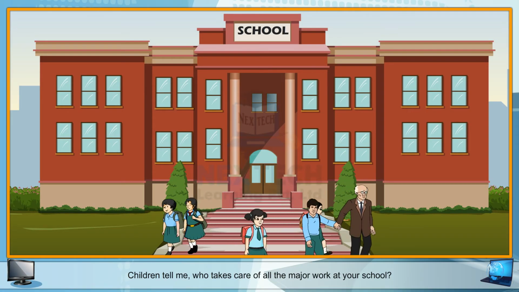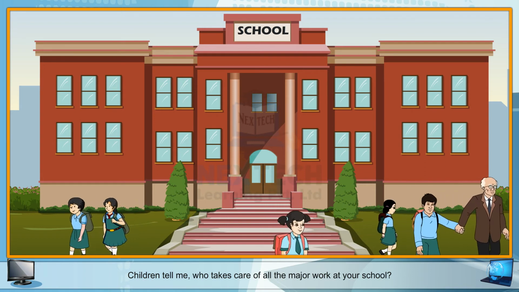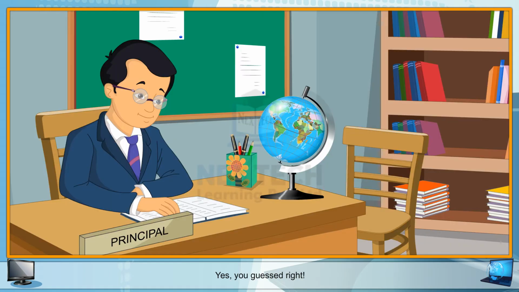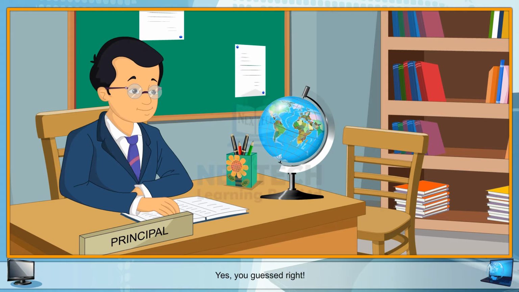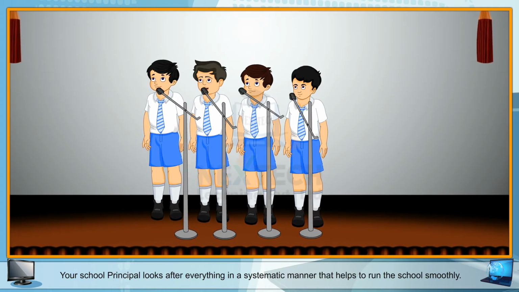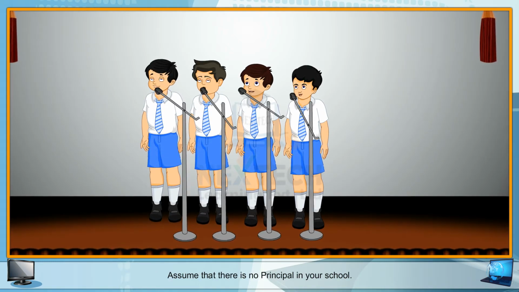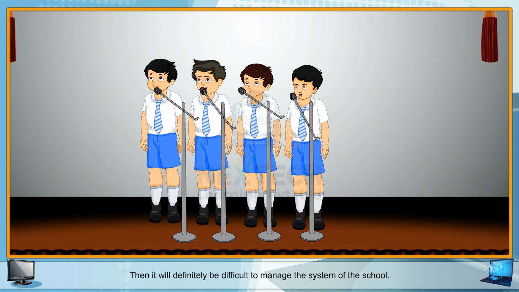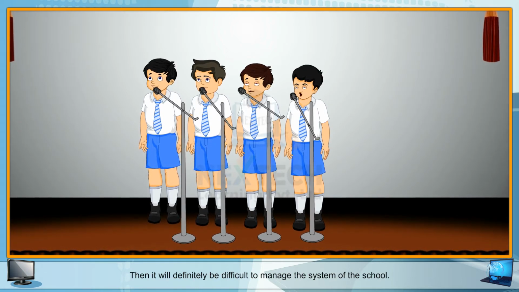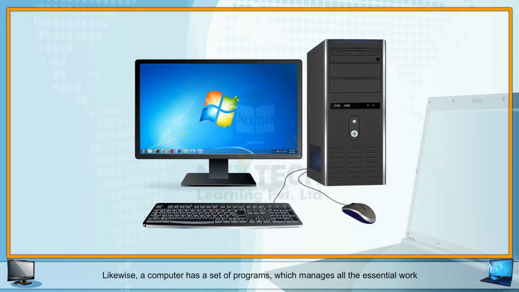Children, tell me, who takes care of all the major work at your school? Yes, you guessed right. Your school principal looks after everything in a systematic manner that helps to run the school smoothly. Assume that there is no principal in your school. Then it will definitely be difficult to manage the system of the school.